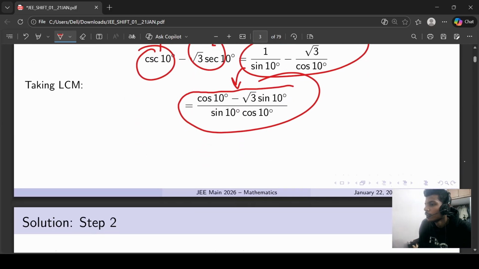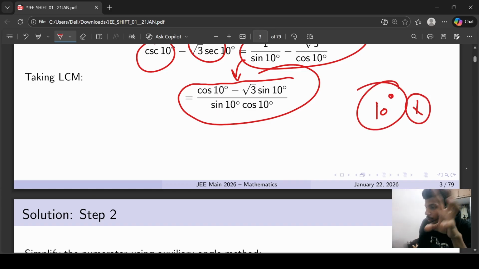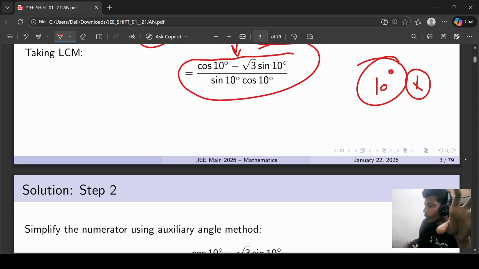You can see that it is cos of 10 minus root 3 sine of 10, divided by sine of 10 into cos of 10. Remember one thing, we don't have to find out the value of the trigonometric functions of 10 degrees. We just have to cancel out each other. This is the main thing you have to remember while solving this question. Don't go and waste your time by solving for sine of 10 and cos of 10.